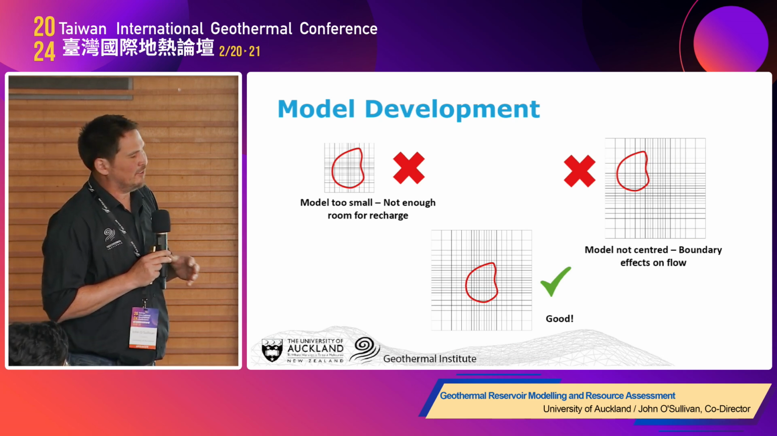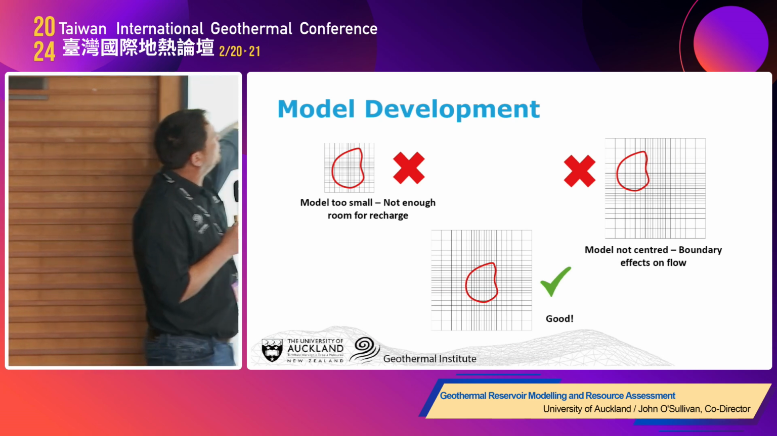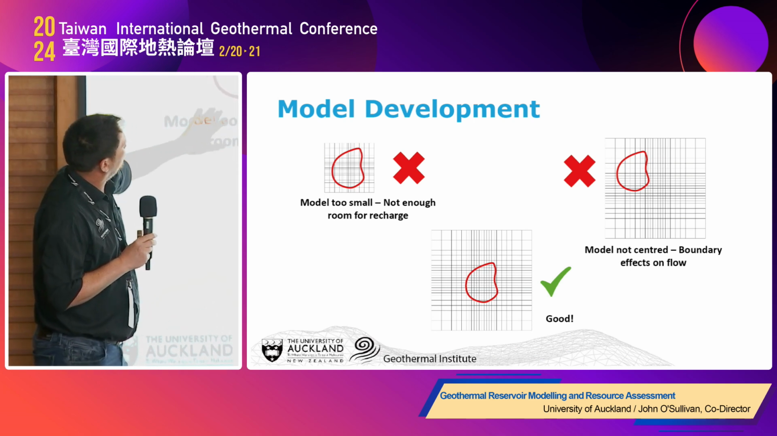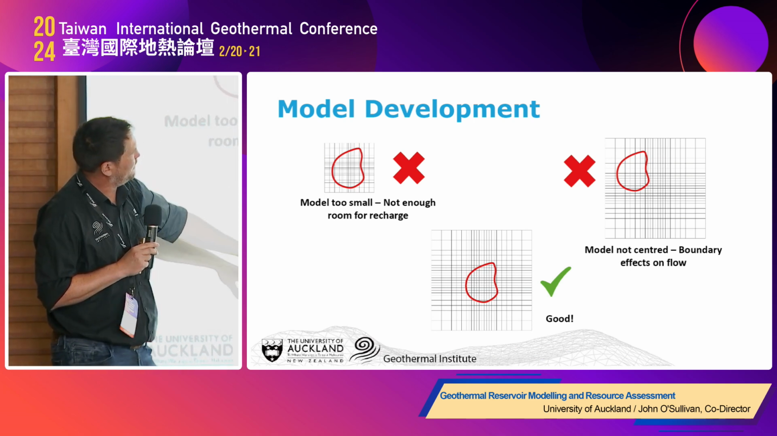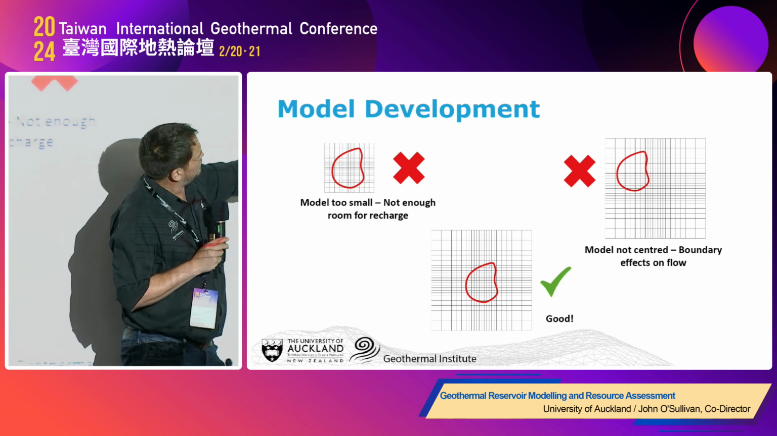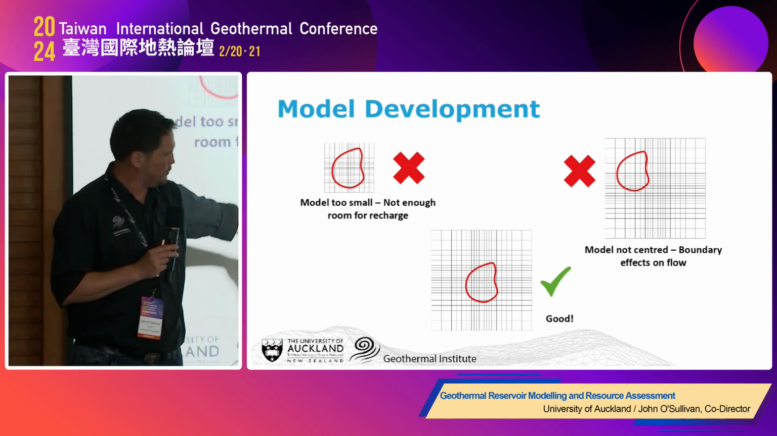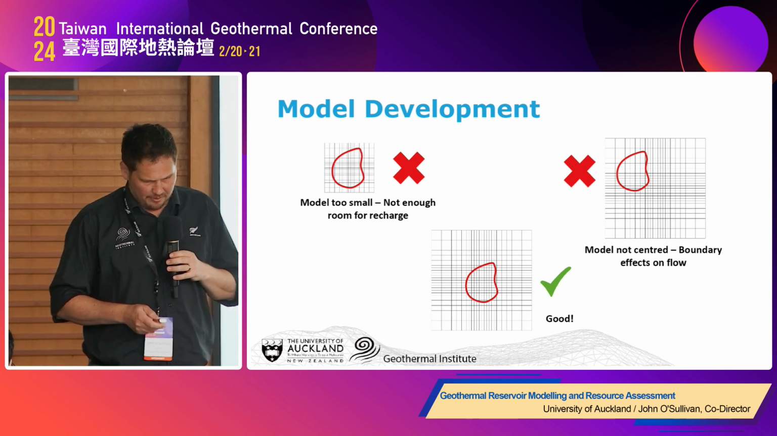So a few things: if this is your resistivity boundary from your geophysics, this model's too small, you want more room around it. This one's no good because you're too close to the edges. You want to have it nicely centered with enough room around it to capture the natural recharge.